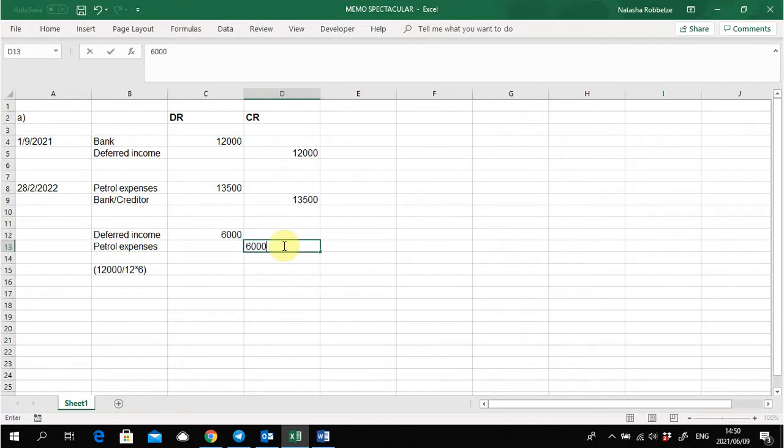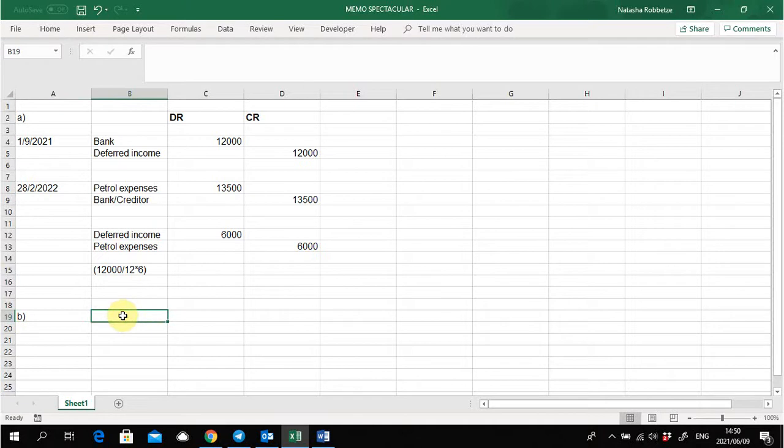So please note, students have an inclination to just go and write off the entire subsidy. So they just put the 12,000 against the petrol expenses because the petrol expenses exceed 12,000 Rand. That is not correct. You need to look at the date that this subsidy was received. Right, that's it for number A. That is nice and straightforward. Let's move on to number B.